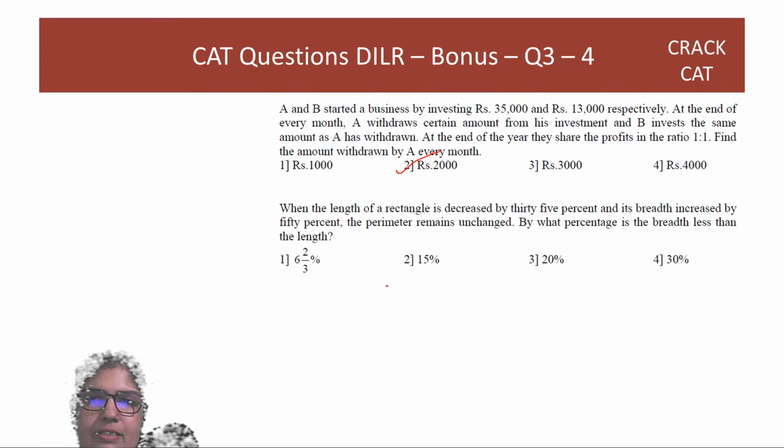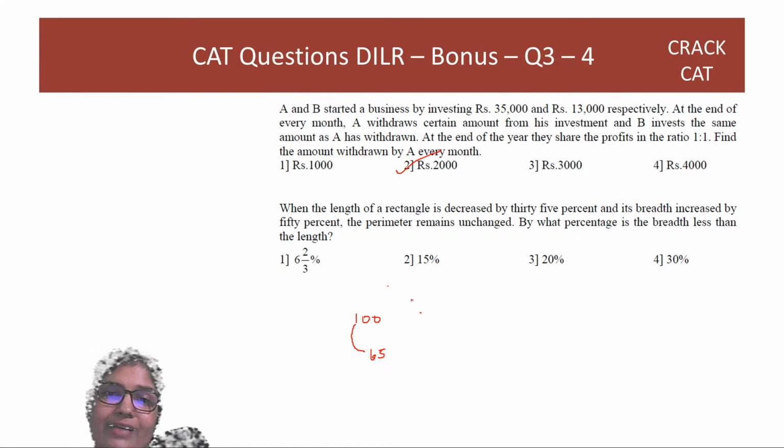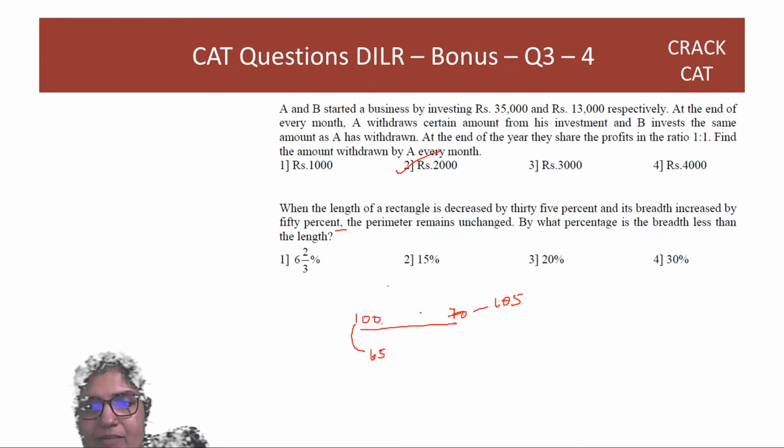Length of a rectangle is decreased by 35%. So let us say this is 100. So now this becomes 65. So you're losing out on 35. This 35 is what you should gain on the breadth. Then only the perimeter will remain unchanged. So if 35 is 50%, then this will be 70. So this 65 becomes 105. So original 170 remains 170. So originally the breadth is less than the length by 30%. Right?